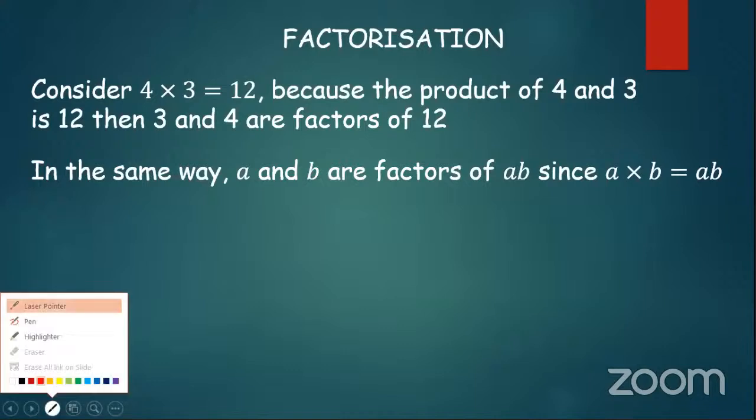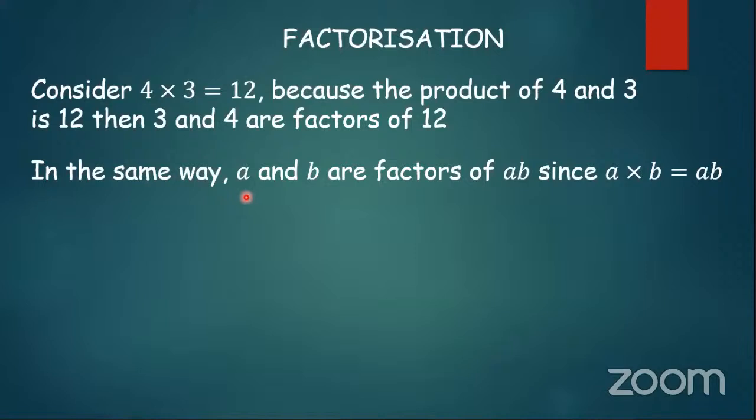So we are saying that in the same way as we get 4 times 3 to give us 12, when we get A times B, it will give us AB, and therefore A and B are going to be factors.